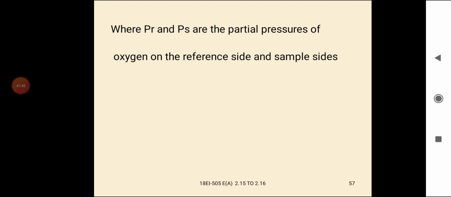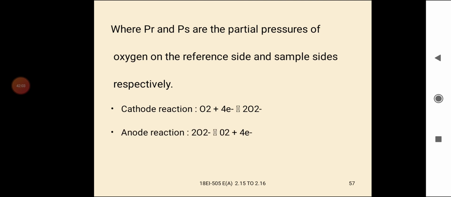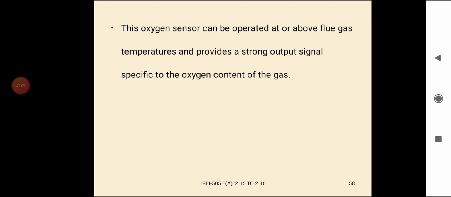Where PR and PS are the partial pressure of oxygen in the reference side and sample sides, respectively. Cathode reaction: oxygen plus 4 electrons is equivalent to 2 oxygen ions. Anode reaction: 2 oxygen ions become oxygen plus 4 electrons.